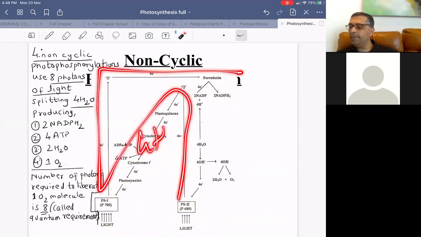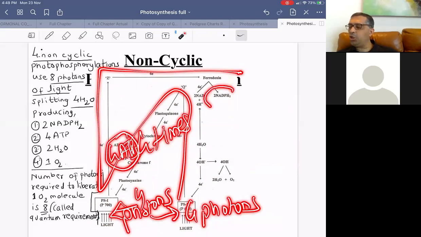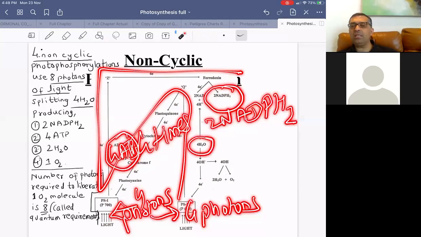So carefully, how many times did the non-cyclic process take place? 4 times. How many photons were involved? 4 photons in PS2, 4 photons in PS1. And how many ATPs were formed? 4 ATP. How many NADPH2 are formed? 2 NADPH2.